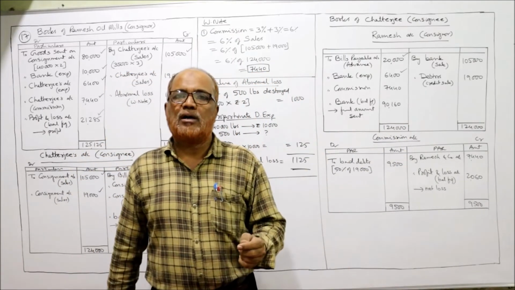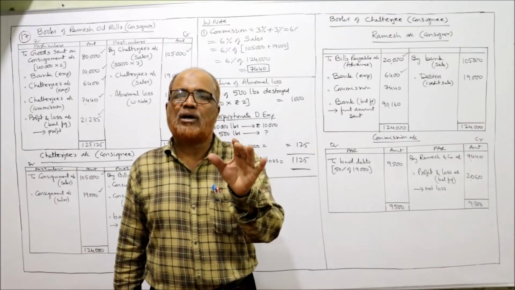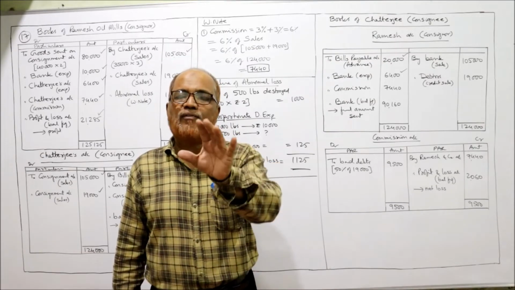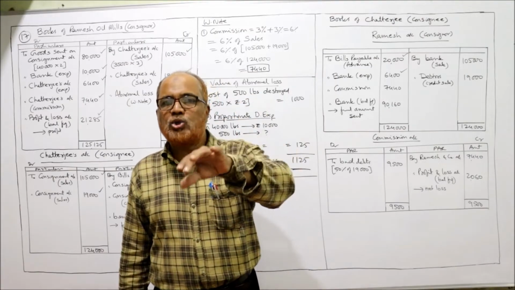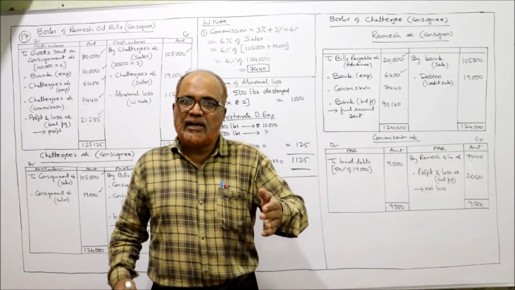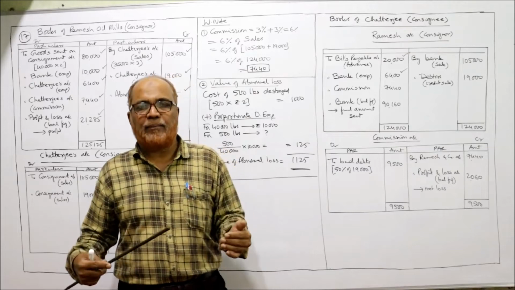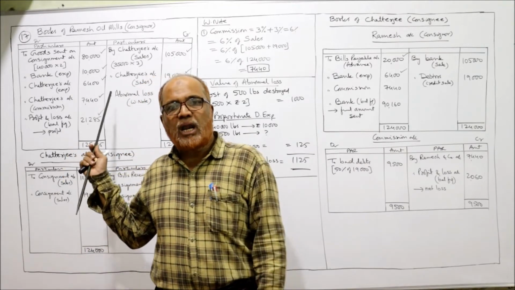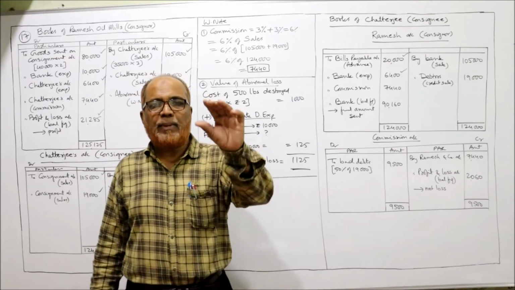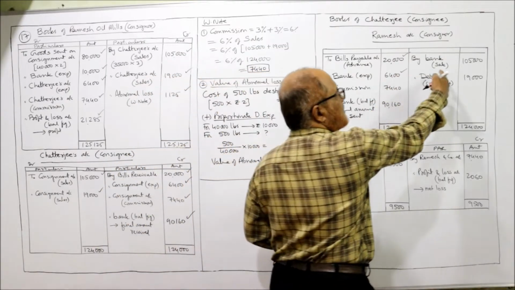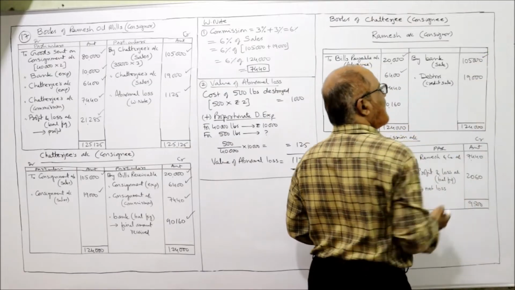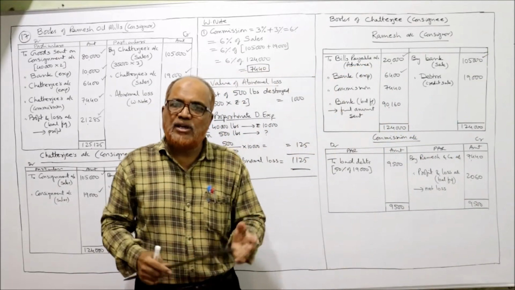Now sales. Chatterjee has sold the oil, 35,000 pounds of oil he sold for 1,05,000. So the entry will be bank account debit. He will debit the bank account because he is receiving the money. But this money belongs to Ramesh. So the entry will be bank account debit to Ramesh. So Ramesh account is credited by bank, sale 1,05,000.